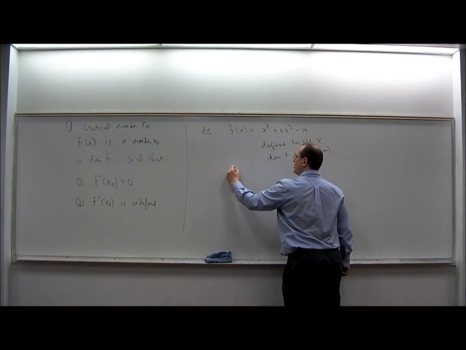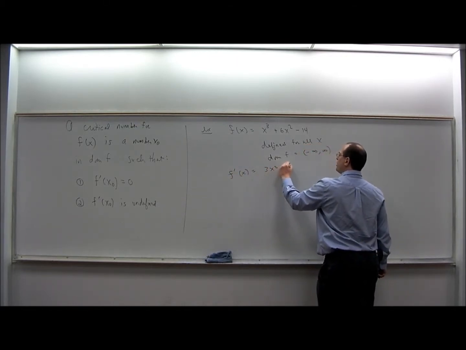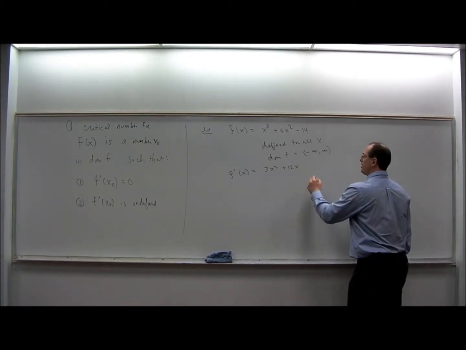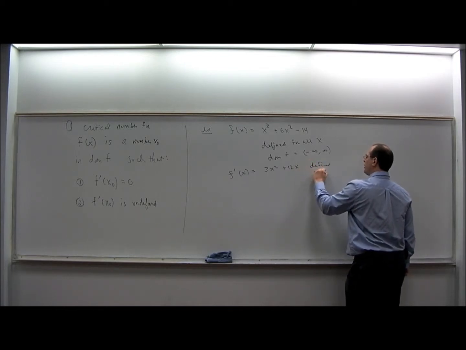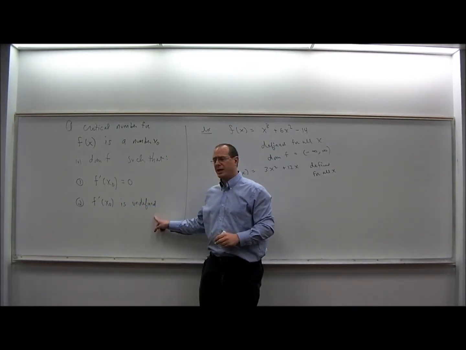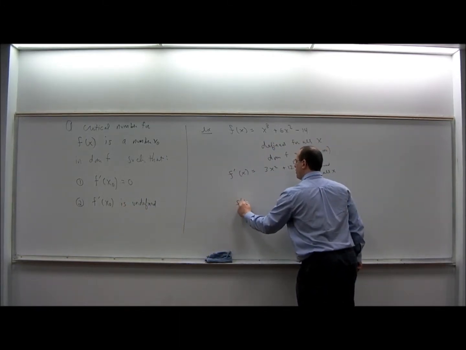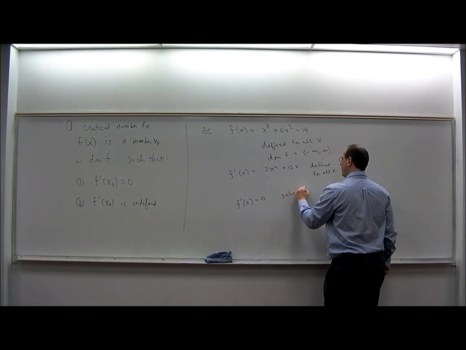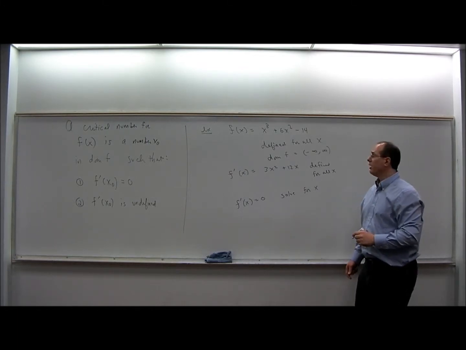And now let's consider the derivative. f prime of x is 3x squared plus 12x, which is defined for all x. I say that because then there are no critical numbers of the second type, where the derivative is undefined. So let's solve the equation f prime equals 0 for x. If there are any solutions, those will be the critical numbers of the function.